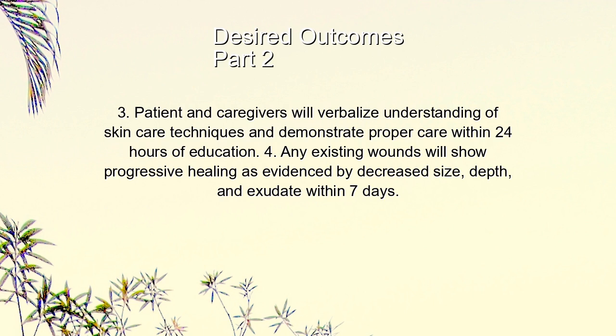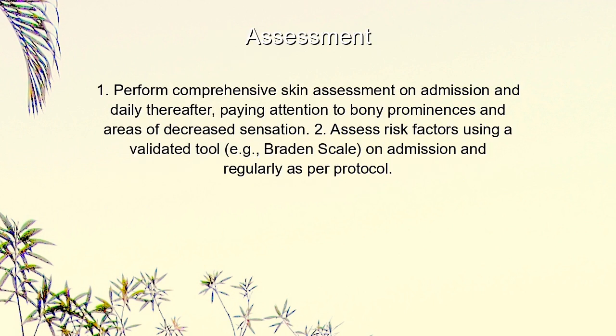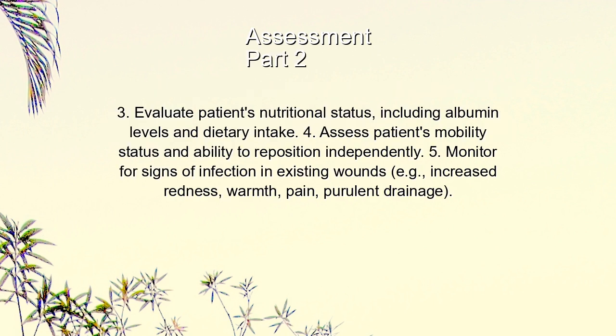Assessment. 1. Perform comprehensive skin assessment on admission and daily thereafter, paying attention to bony prominences and areas of decreased sensation. 2. Assess risk factors using a validated tool, for example the Braden scale, on admission and regularly as per protocol. Assessment, part 2. 3. Evaluate patient's nutritional status, including albumin levels and dietary intake.